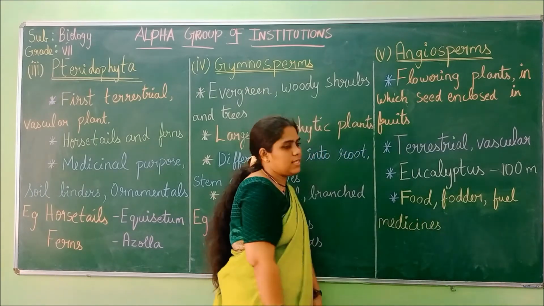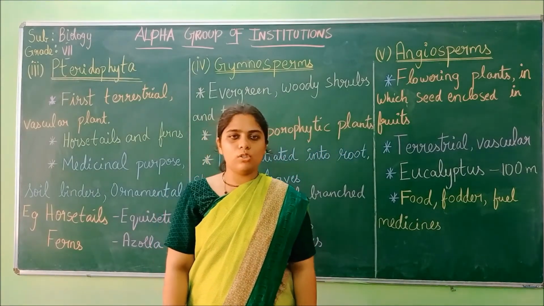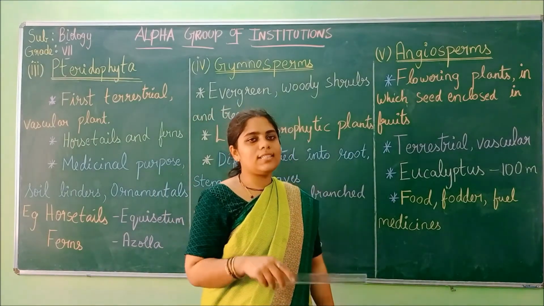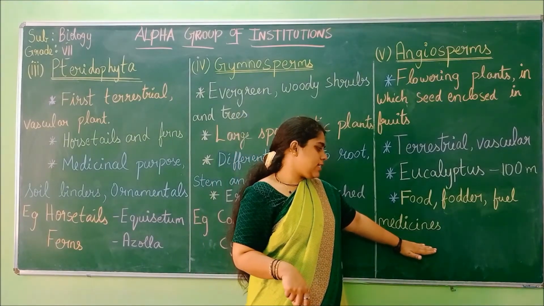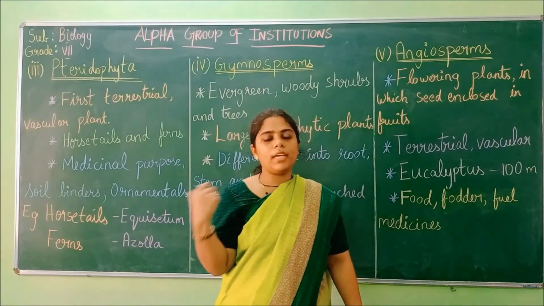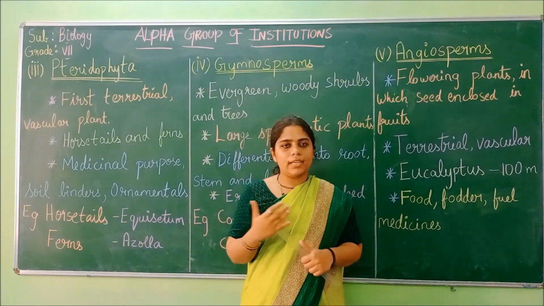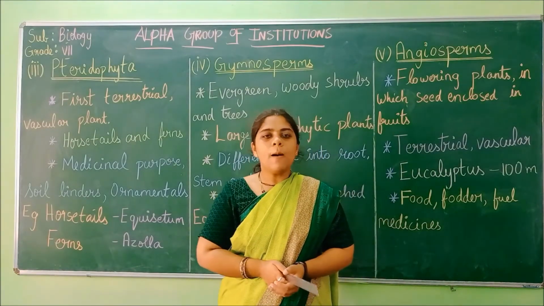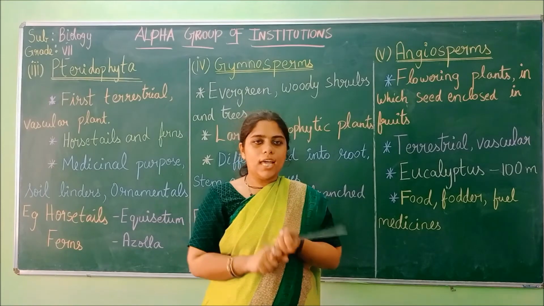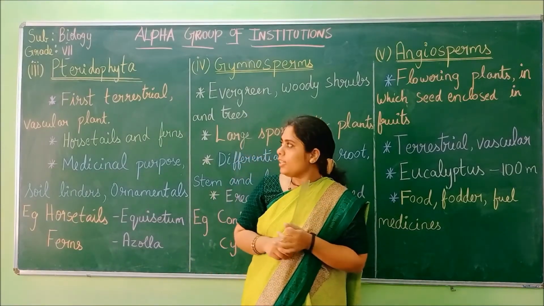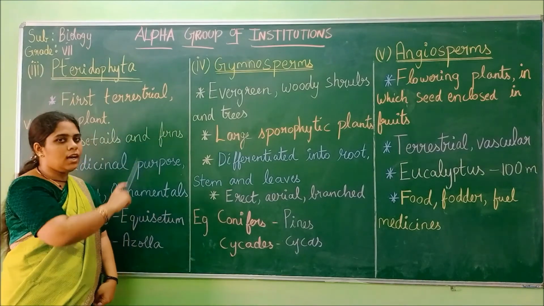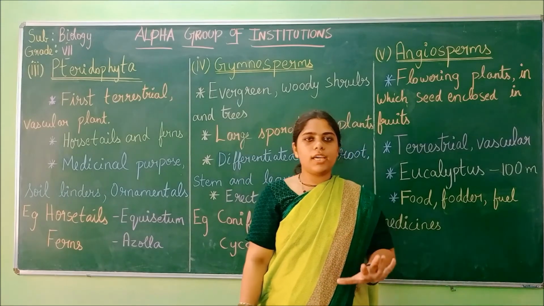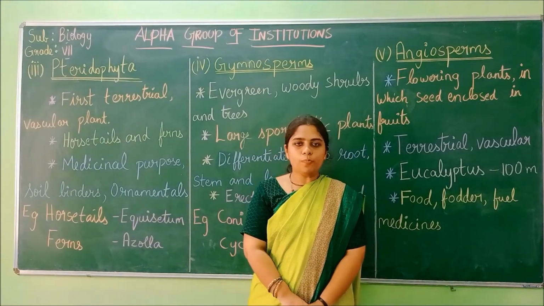And last is medicines. For medicinal purposes also, these angiosperms are used for making medicines, the tablets. Chemicals will be extracted and used for making medicines. So these are the classification of the plant kingdom. First we saw Thallophyta and Bryophyta. Now we saw Pteridophyta, Gymnosperms and Angiosperms. So these five are the classification of the plant kingdom.